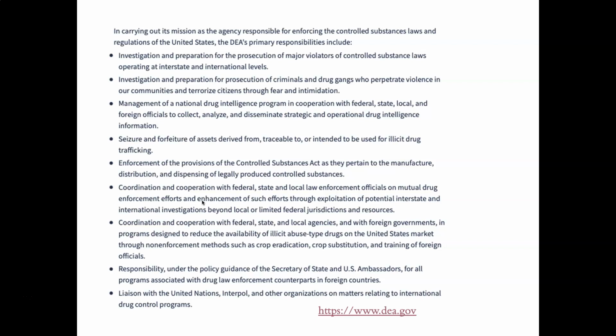to reduce the availability of illicit abuse-type drugs on the U.S. market through non-enforcement methods such as crop eradication, crop substitution, and training of foreign officials.